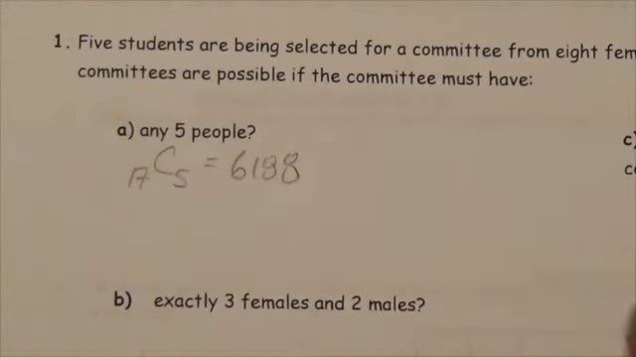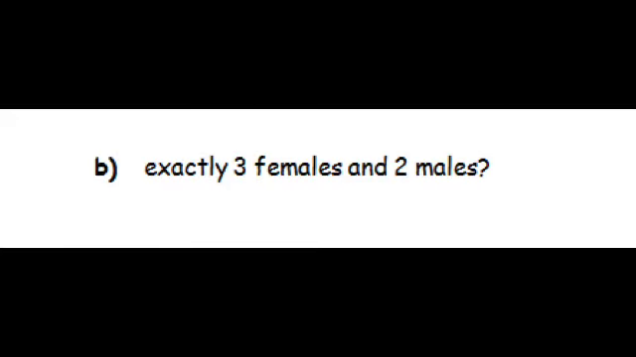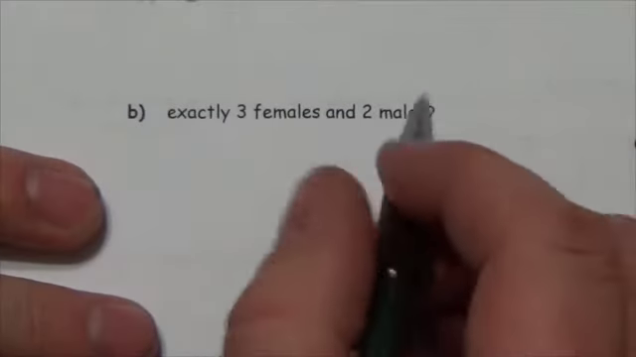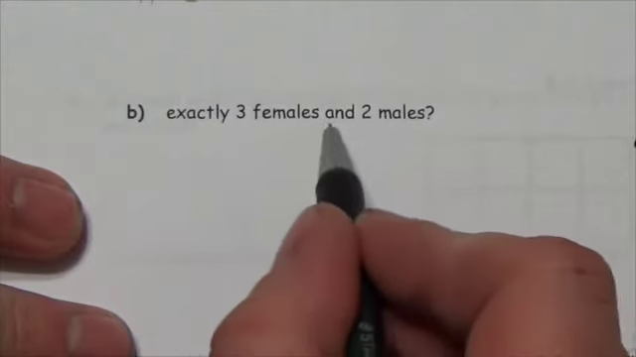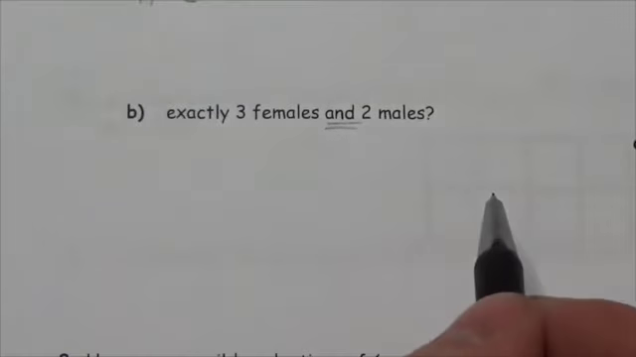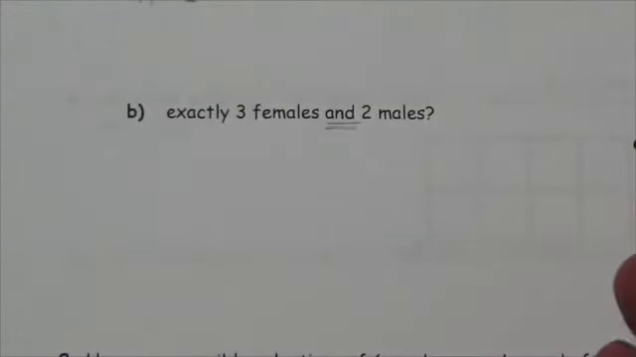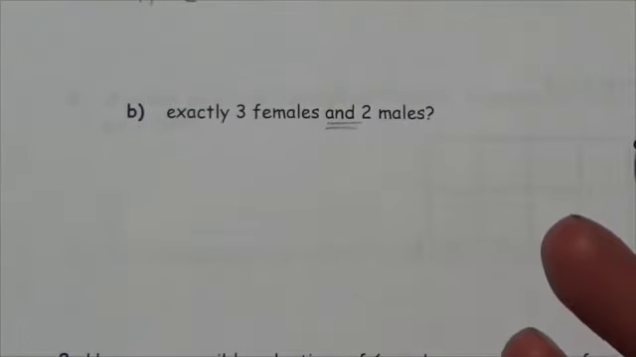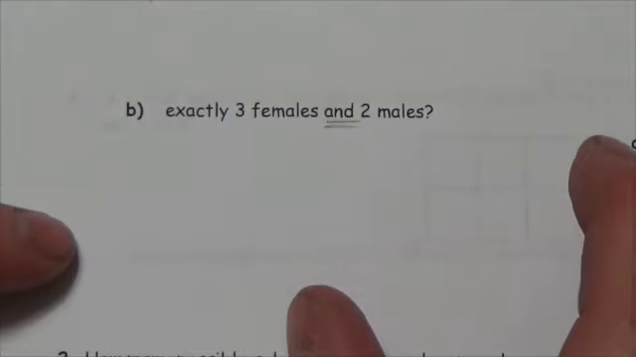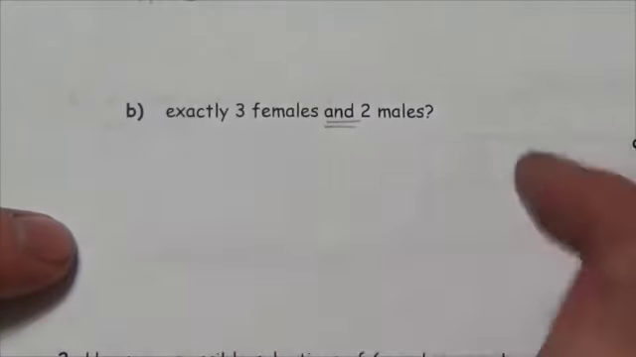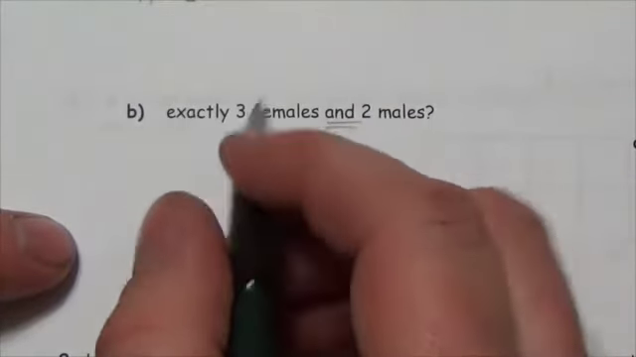Remember, order is not important here in this kind of problem. We want exactly 3 females and 2 males. In this question, we want to be careful that we read it carefully. We want to choose a committee that has exactly 3 females and 2 males. Think back over the work we've done up to this point. And means multiplication. So exactly 3 females and 2 males, we're going to be multiplying 2 combinations.